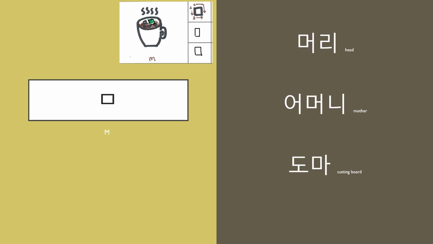Pause the video, try writing the consonants a couple times. Once you feel comfortable, look at the right-hand side, write down the 3 words that you see, figure out what it should sound like, and then you can return to the video to see how you did. The first word is head, and it's pronounced 머리, 머리, 머리.